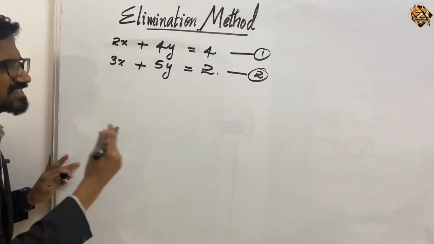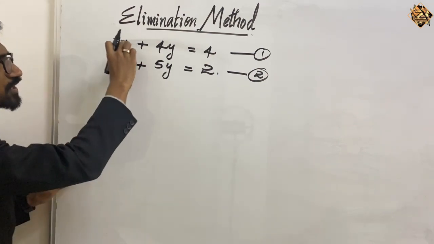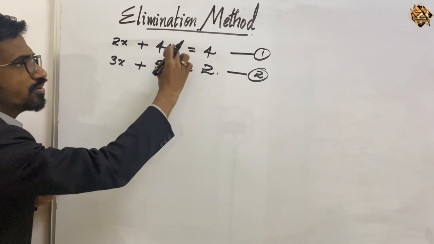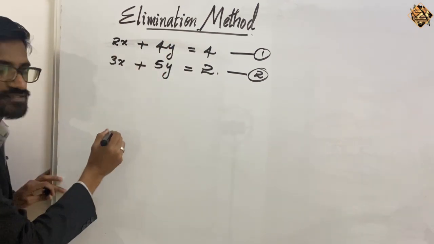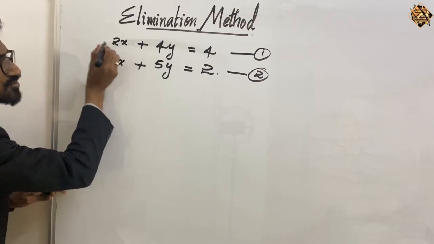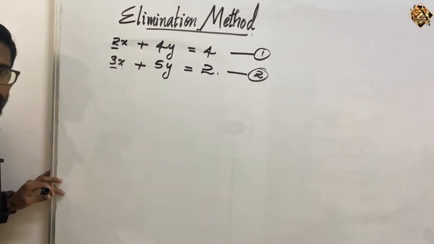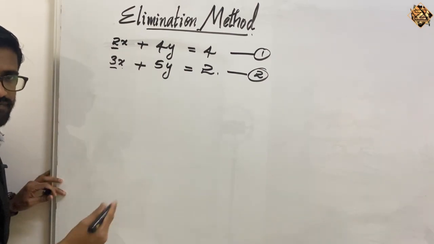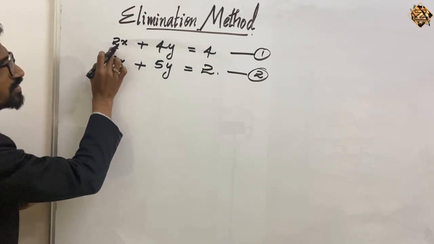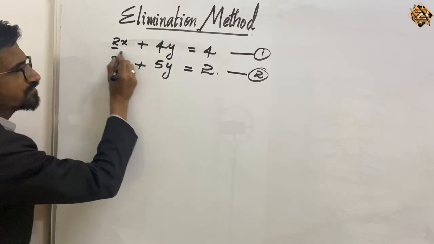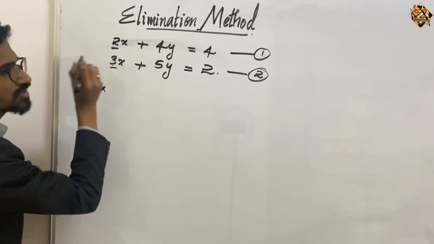To solve this, first step is to equate the coefficients of x. Either we will equate both the coefficients of x or y. Okay, so here we will equate both the coefficients of x. For that, the coefficient of x here is 2, here it is 3, isn't it? So both should be same. Then only we can eliminate the x value. So for that what we will do is, equation 1 complete, we will multiply using 3.